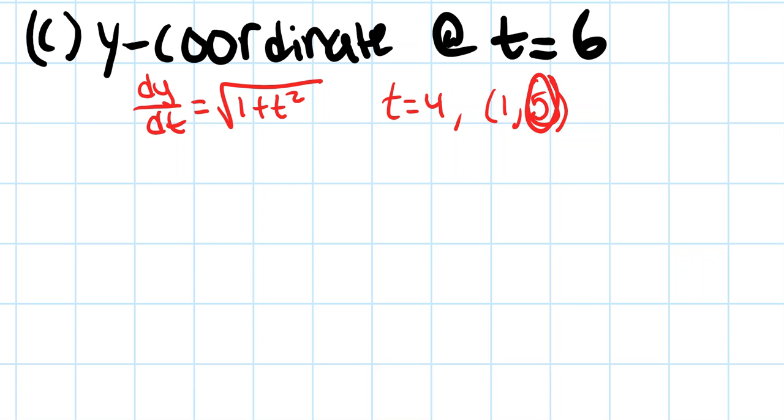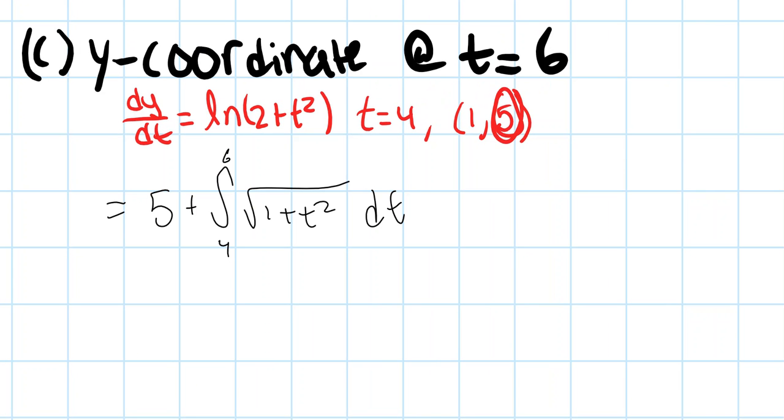To find the y-coordinate at time t equals 6, we can take the y-coordinate at time t equals 4 and add the amount of change from 4 to 6. That will be the integral of dy/dt from 4 to 6. I'll write that out. I'm sorry, I wrote the wrong thing. I wrote dx/dt, so I'm changing that to dy/dt here in the answer.